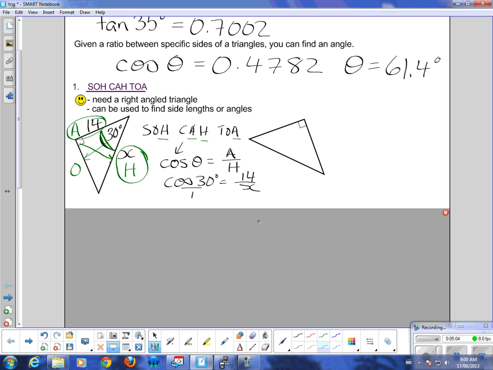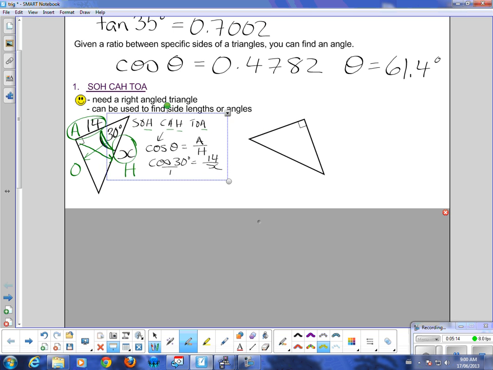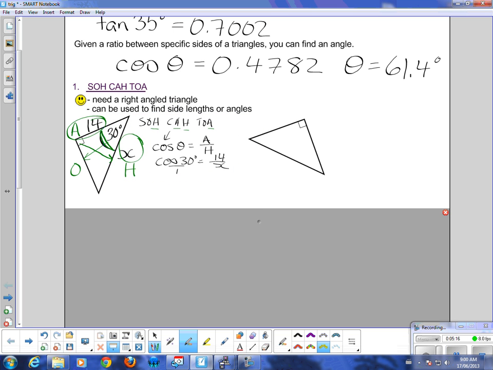When I do that, you can see that I'm starting to run out of room, so I'm just going to group some of this and make it a little bit smaller for us to continue. If I cross multiply and divide, the cos 30 goes with the x, so I end up having x cos 30 equals 1 times 14. Divide both sides by cos 30, so I end up with 14 divided by the cos of 30.